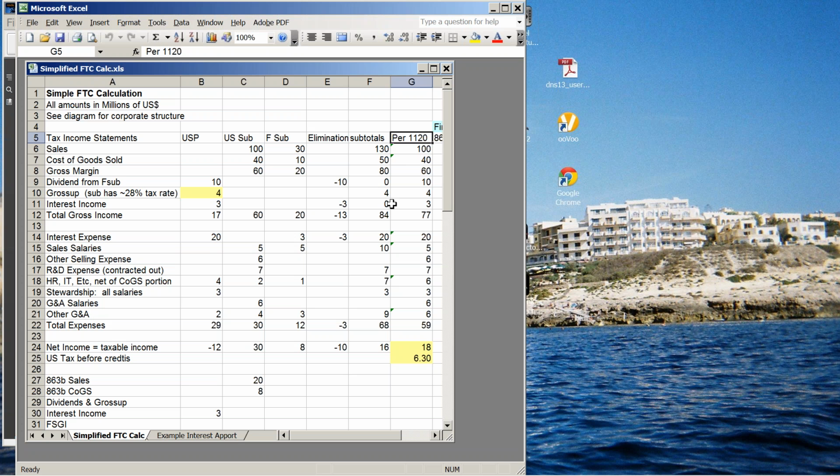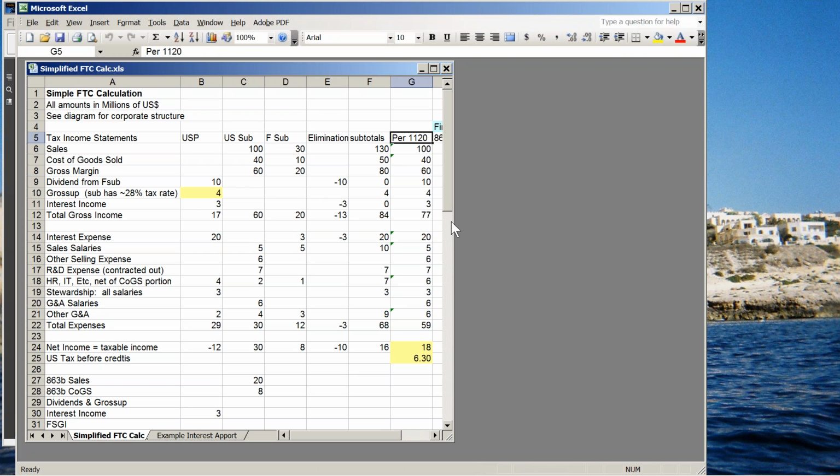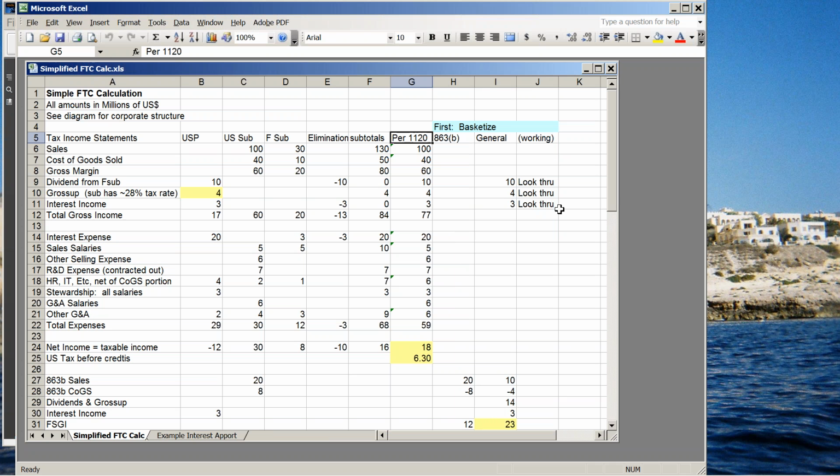So with that, let's start looking at what steps we need to do to get to foreign source taxable income. We'll take each step at a time, and I'm going to distribute the solution, if you will, to all of you tomorrow morning. So the first step, as we talked about in the 904 modules, is we've got to basketize income. And that means looking at what pieces are shown on here that are either 863B, general, or passive.